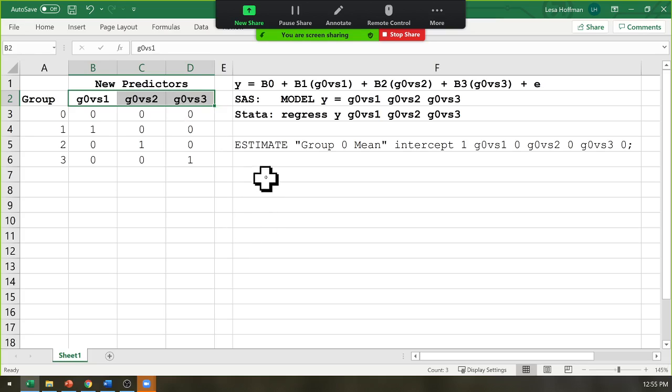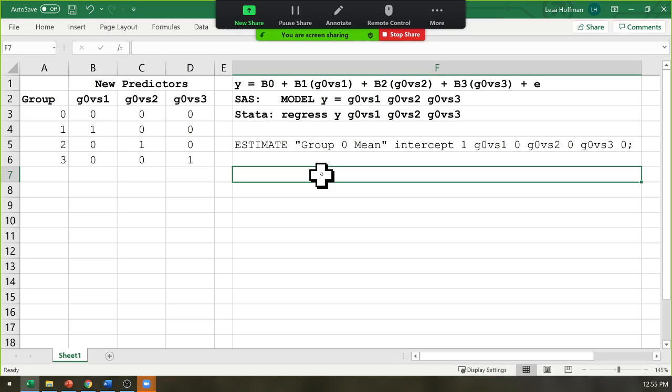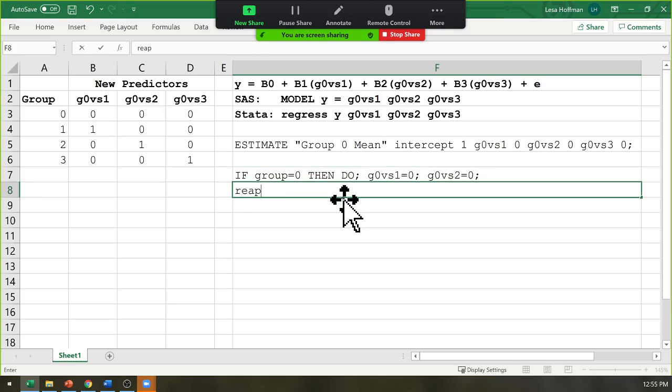Yes. So the code to create the new variables would be something like, in SAS, if group equals 0, then do G0 versus 1 equals 0, G0 versus 2 equals 0, and so forth. Is the if statement coming after? In Stata, it does. But in SAS, not. So in Stata, it's like replace G0 versus 1 equals 0 if group equals 0. Okay. So you can follow the code to do this.